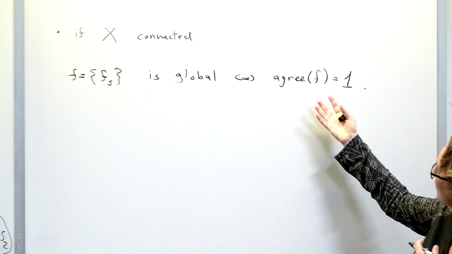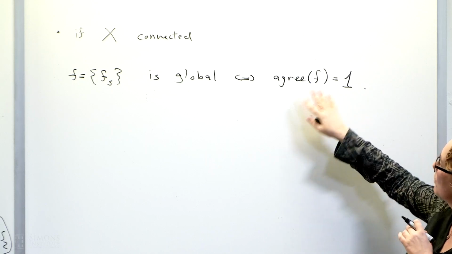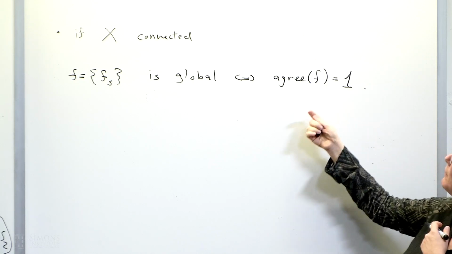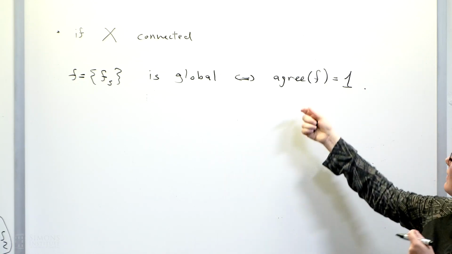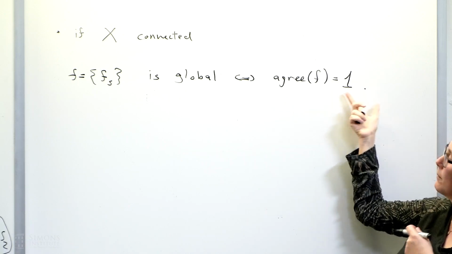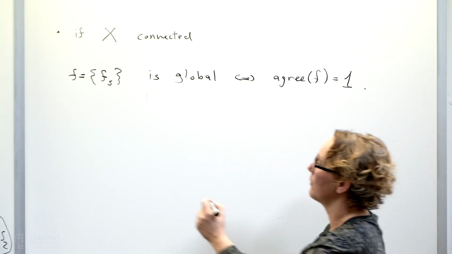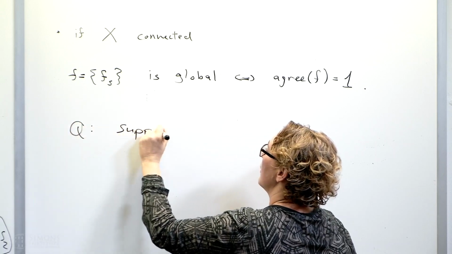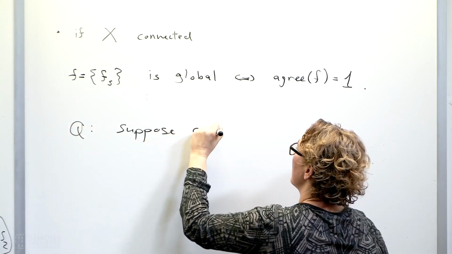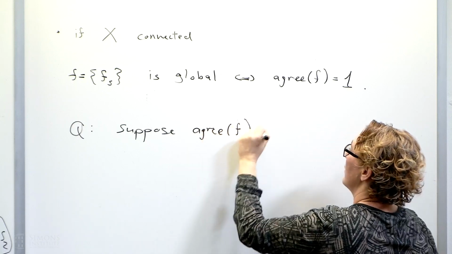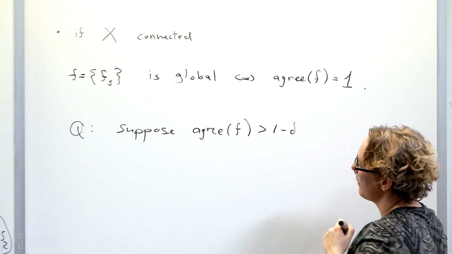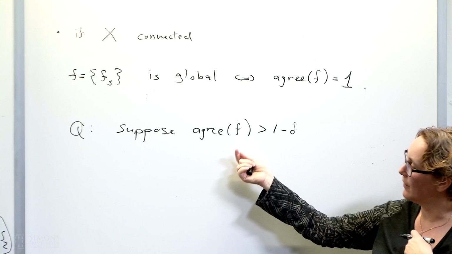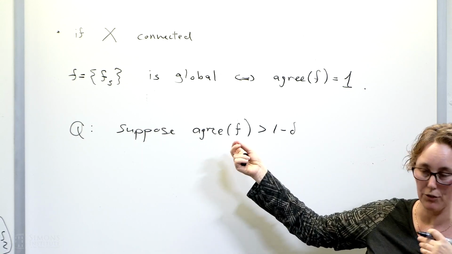And now there's a natural approximation version of it. What if you tell me, here is some f, and I tell you that the agreement of f is 1 minus delta? Okay, so now the question is, suppose the agreement of f is bigger than 1 minus delta. What does it mean about f? Does f have some structure?